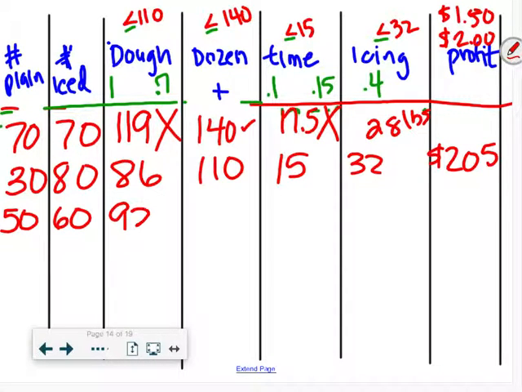And how many dozen would be 110 again, right? And how much time? 14 hours, okay. And icing, 24. So all of those then were less except for the dough. We used more dough, but it was not as many dozen, not as much time, not as much icing. And so we had how much money? $195. $195.